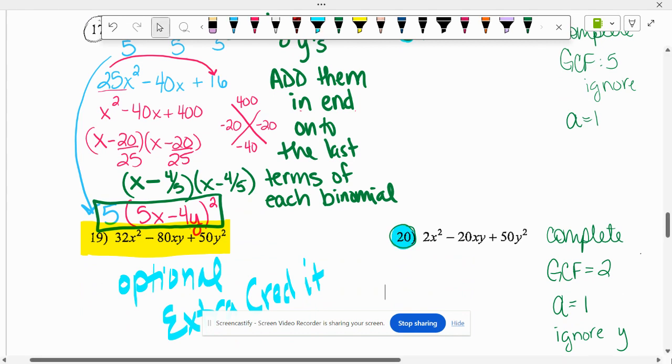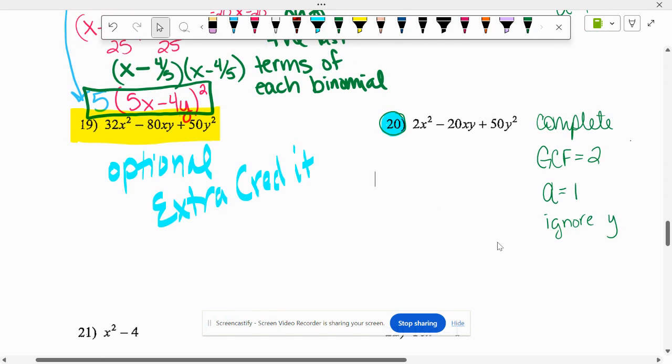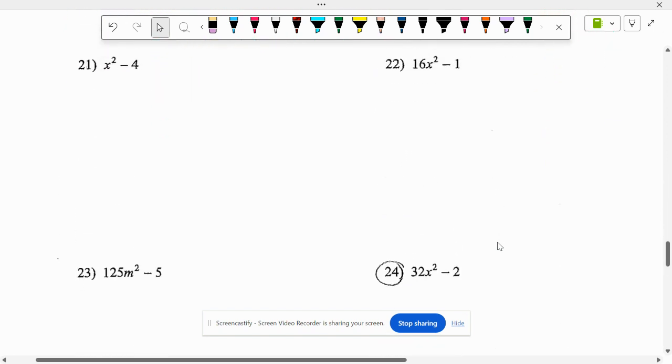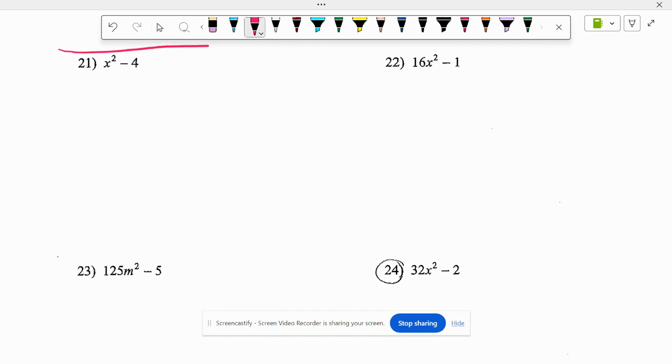You should be able to get that done in class today. Okay. I know that your worksheet goes all the way down to 21 through 24. We're going to save these to complete on Wednesday when I return.